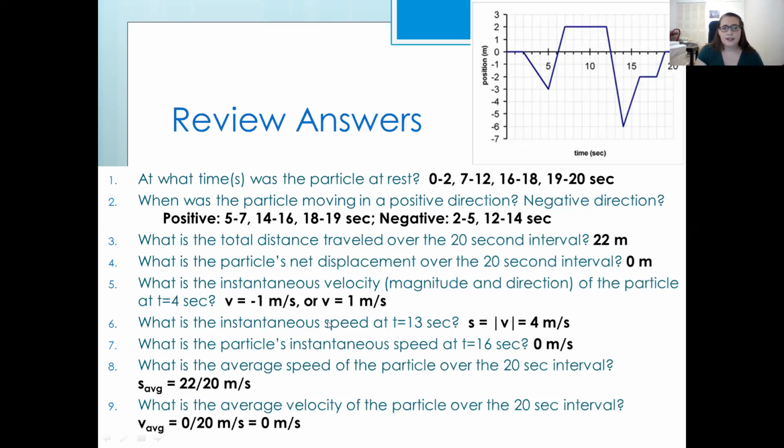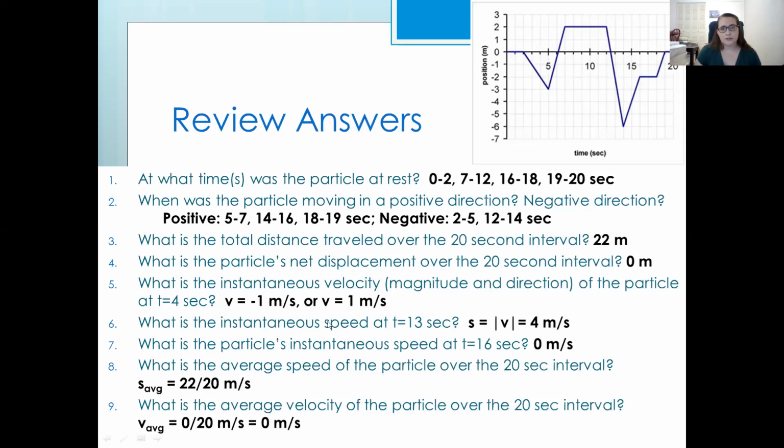Number 6, what is the instantaneous speed at 13 seconds? So remember the difference between speed and velocity. Speed is a scalar, velocity is a vector. Right, so velocity needs the direction, but speed does not. Speed is just the absolute value or the magnitude of the velocity. So we can again take the slope at 13 seconds, and the absolute value of that number is 4 meters per second. Even though the velocity is negative, it's going down or backwards or west or whatever you're thinking about. So our velocity is -4, but our speed is 4.